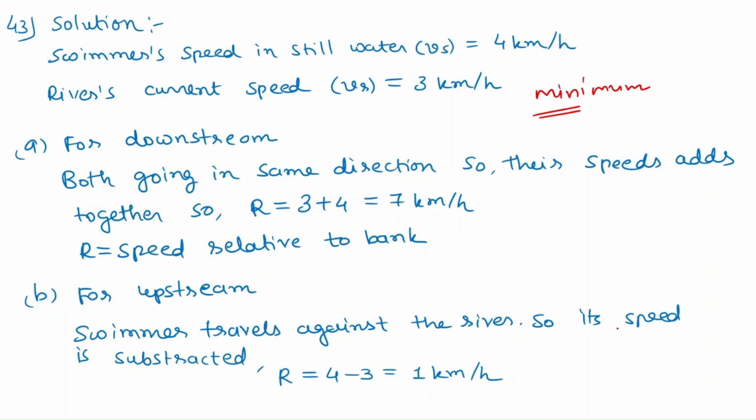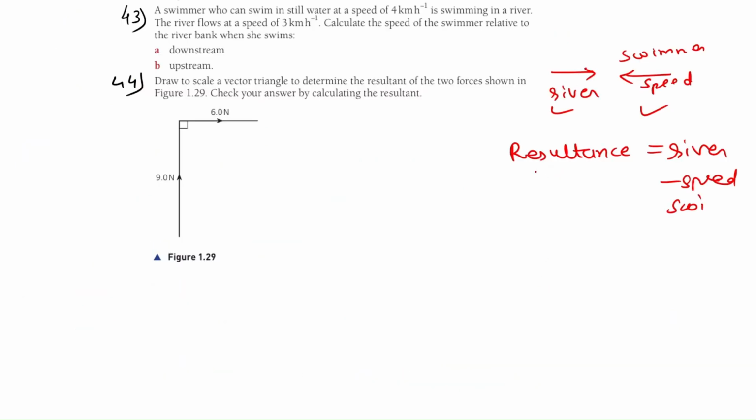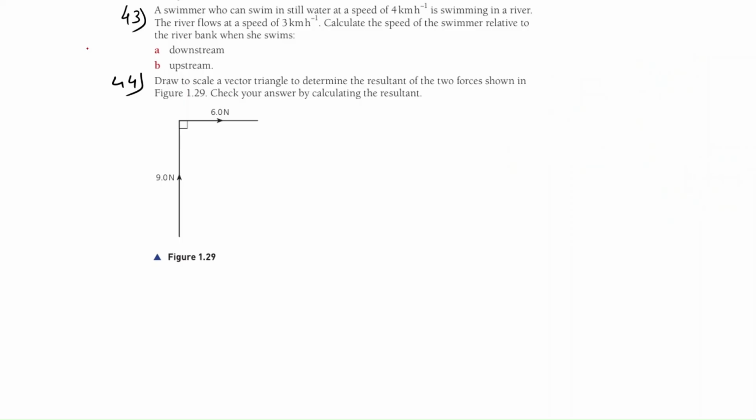So speed is subtracted, meaning 4 minus 3 means 1 kilometer per hour. So that is all about question number 43, which is a very simple question. Now, question number 44: draw a scale vector triangle to determine the resultant of the two forces shown here. Check your answer by calculating the resultant.